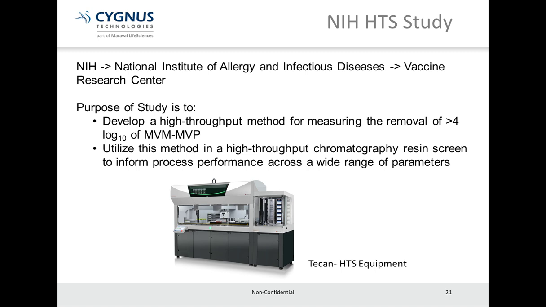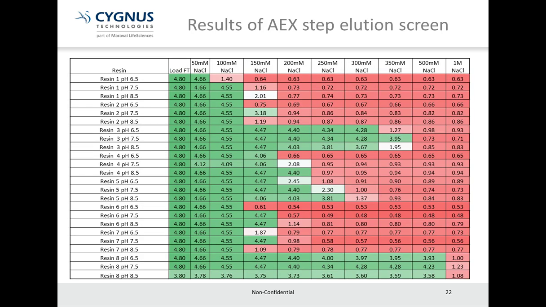What they did was they used robocolumns, 8 different resins they screened at 3 different pHs apiece, and they looked at the ability of these resins at these different pHs to retain our particle as higher and higher conductivity buffers were applied to these columns. So the results kind of speak for themselves, the amount of work that you can do in this high throughput screening mode.